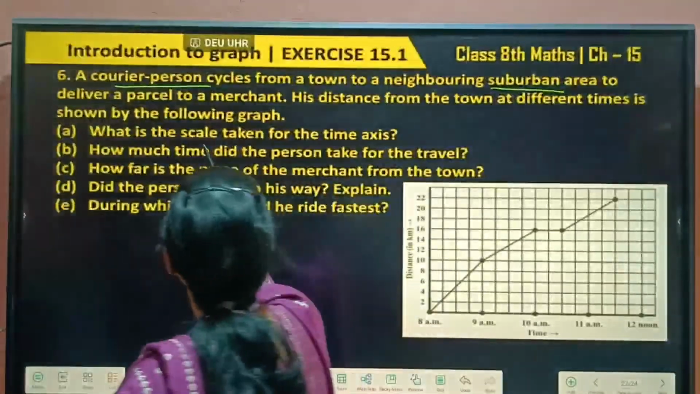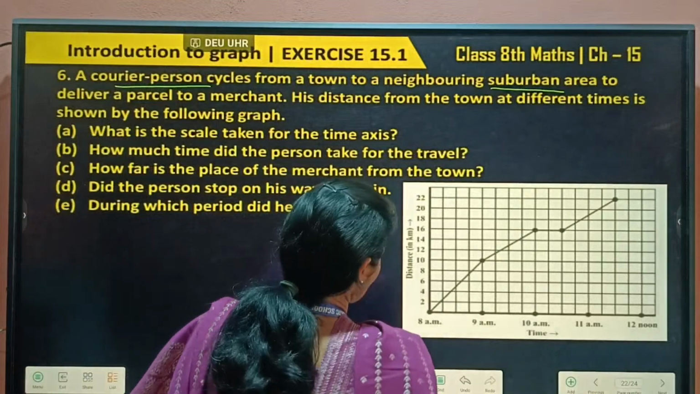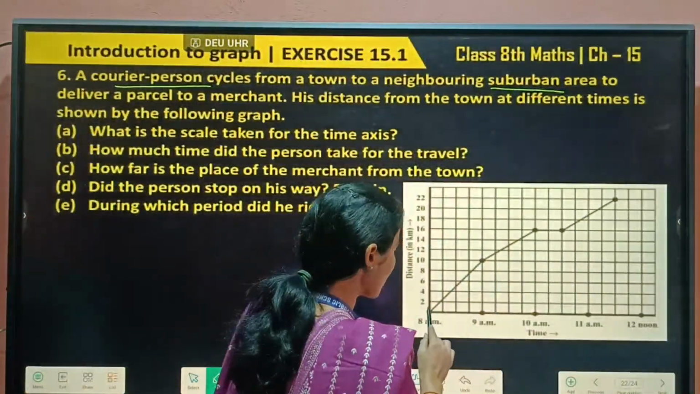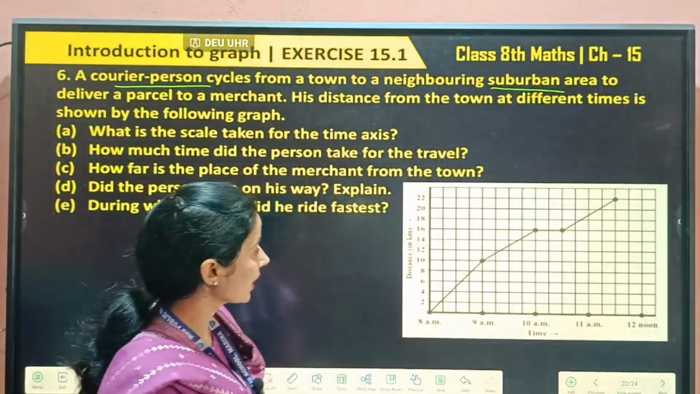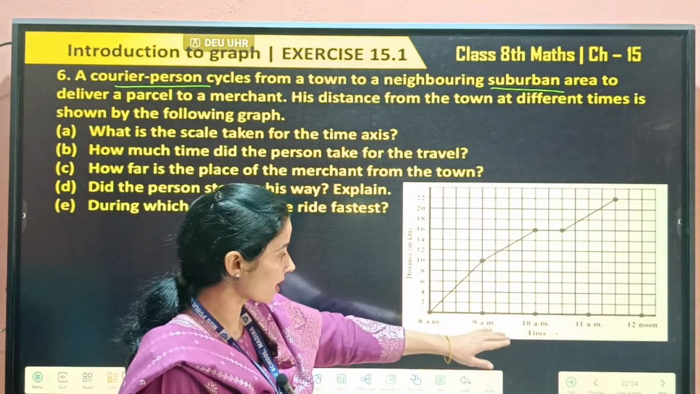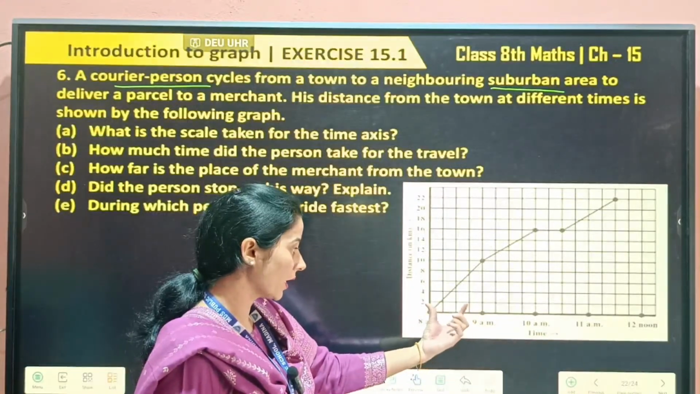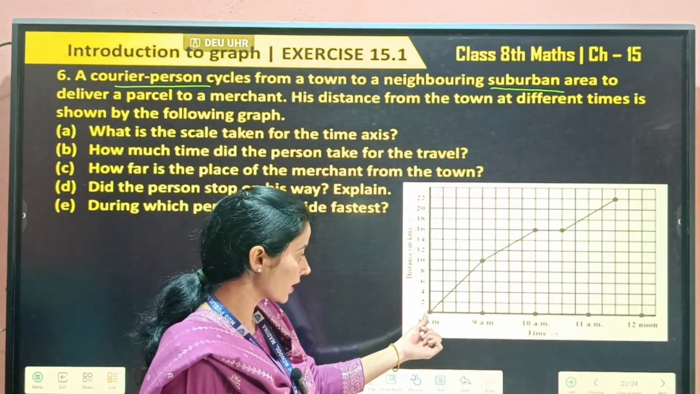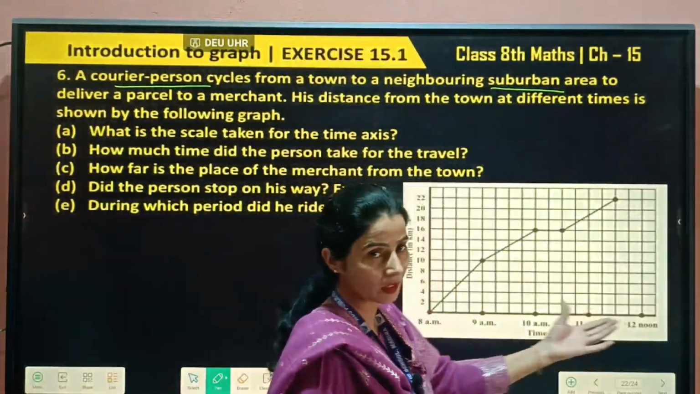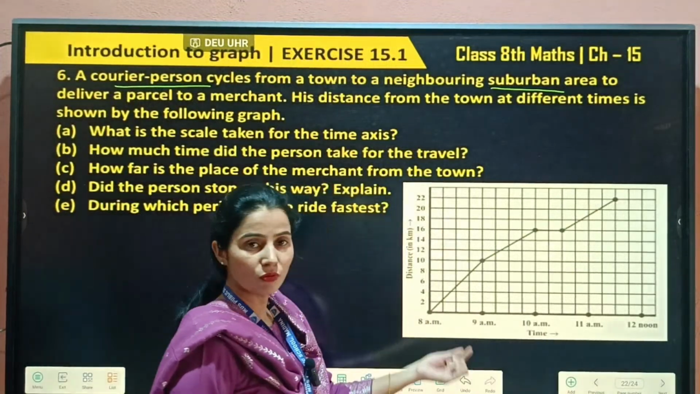Now, what is the scale taken for the time axis? This is the time axis. 1 unit is equal to 1 hour. We need to tell what scale is chosen on the time axis. This is 1 unit, and 1 unit contains 8 a.m. to 9, 9 to 10, 10 to 11, 11 to 12. So 1 unit is equal to 1 hour.